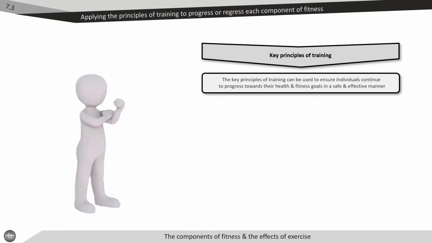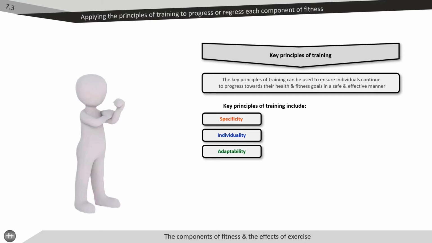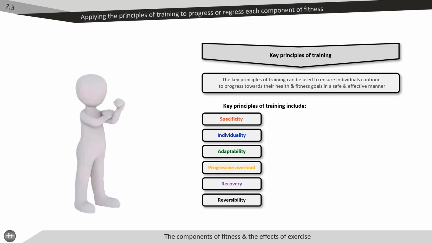These key principles of training need to be recognised to ensure individuals continue to progress towards their health and fitness goals in a safe and effective manner. The key principles of training include specificity, individuality, adaptability, progressive overload, recovery time, and reversibility.